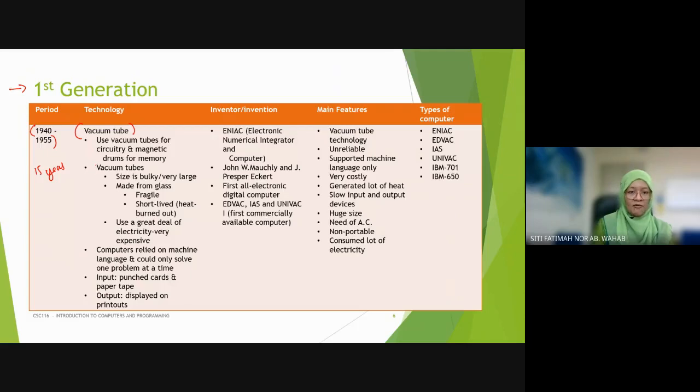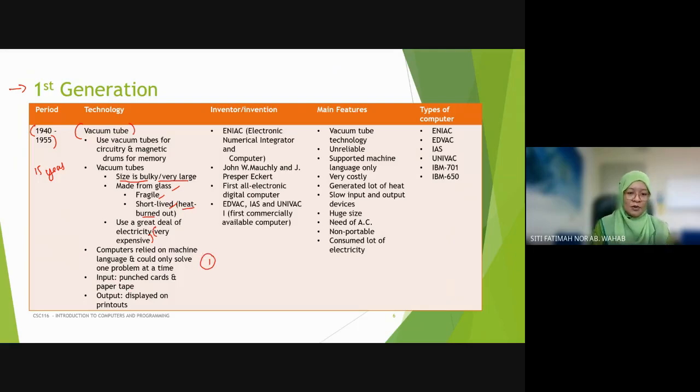The characteristics of the vacuum tube, okay: the size is bulky, very large. It was made from glass, so therefore it is fragile and it is short-lived because of the heat. Okay, and then it used a great deal of electricity, so therefore your bill will be very expensive. The computers relied on machine language and could only solve one problem at a time. Only one problem at a time, imagine.